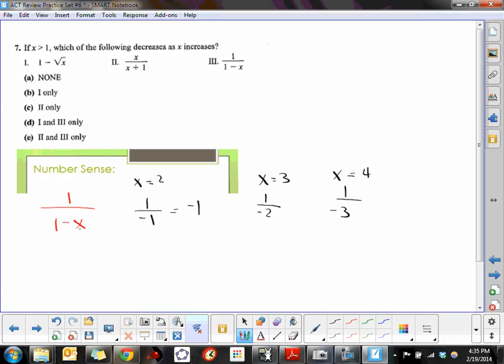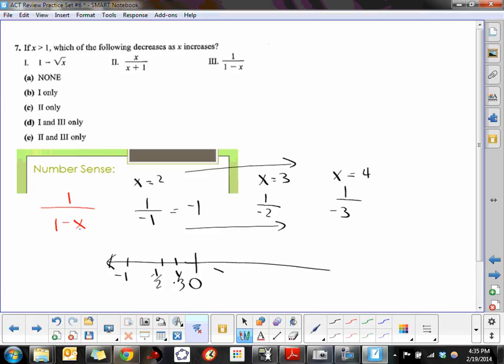So as these numbers get bigger, 2, 3, 4, what's happening to these outputs? Negative 1, negative half, negative 1/3. Well, if this is 0, and this is negative 1, then here's a negative half, and here's a negative third approximately. These numbers are actually getting larger, so when they start working towards 0, or start working to the right, they're getting larger. So the only one that's decreasing if x is increasing is A.